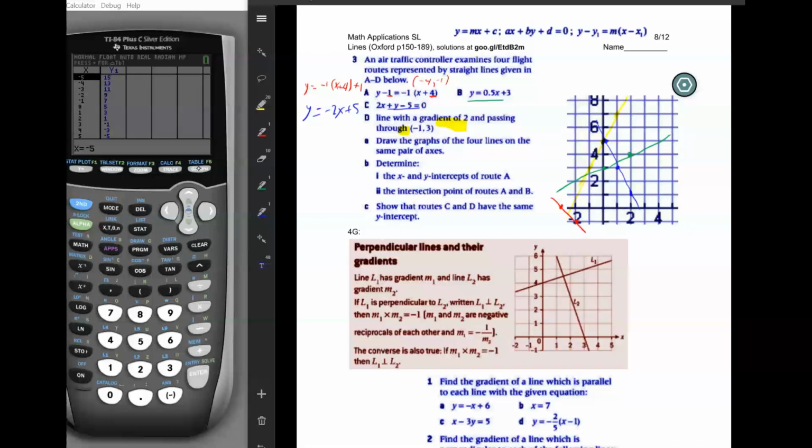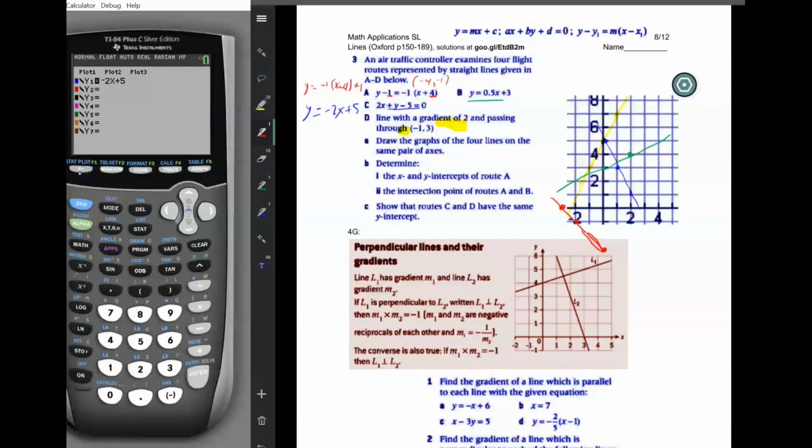Okay, we drew the graphs of the 4 lines. Part B, determine the x and y intercepts of route A. And route A is the red one, right? So it's kind of hard to see because it goes off the edge of my map, but it looks like one of them is about here. That would be the x-intercept, and this would be the y-intercept. Let's find out what it is by putting it in the calculator, okay?